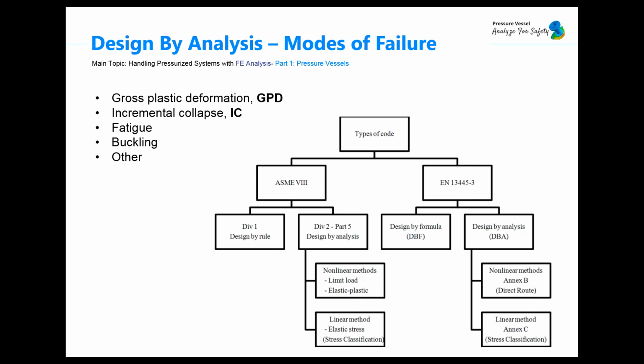So for DBA, as you see, 2 roads exist: the linear stress classification route and the direct route, which refers to inelastic, or let's say plastic, analysis. For the elastic stress analysis method, a linear elastic model is used, and this means that the stress in the material is assumed to be linearly proportional to the strain, also beyond the yield stress. So this method is also called the stress classification method, and nonlinear methods assume nonlinear behavior of the material beyond the validity of Hooke's law.